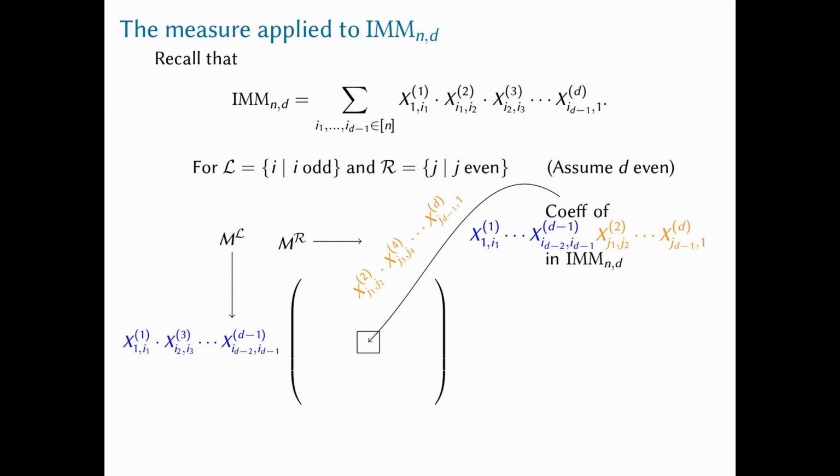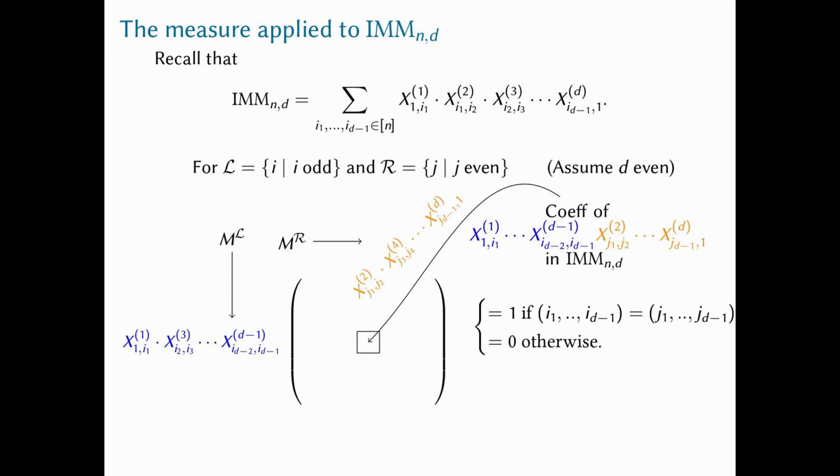For the monomials which index the columns, we have to take monomials corresponding with even matrices. So we start with the second matrix, take index g1, then the fourth matrix, g3, and so on until g_{d-1}. And so we are testing the coefficient in front of this monomial.